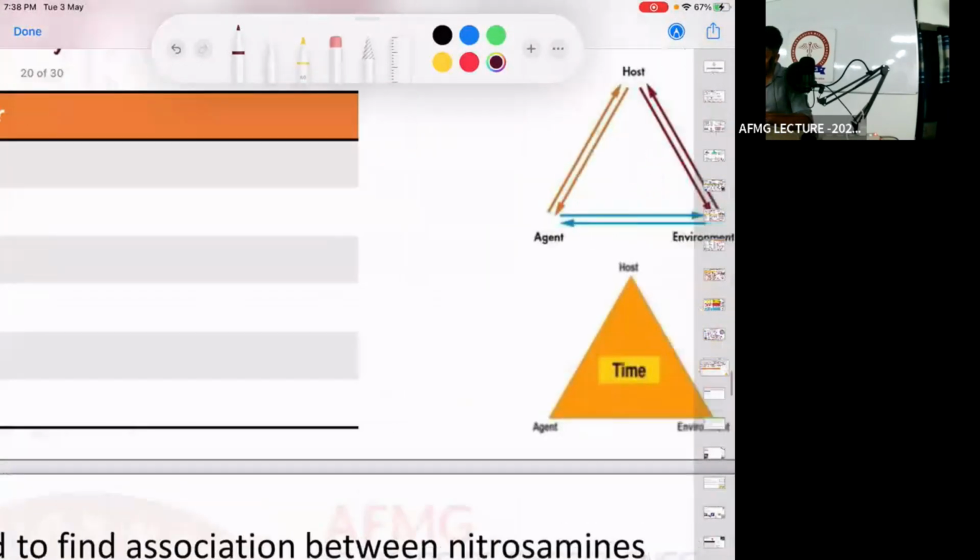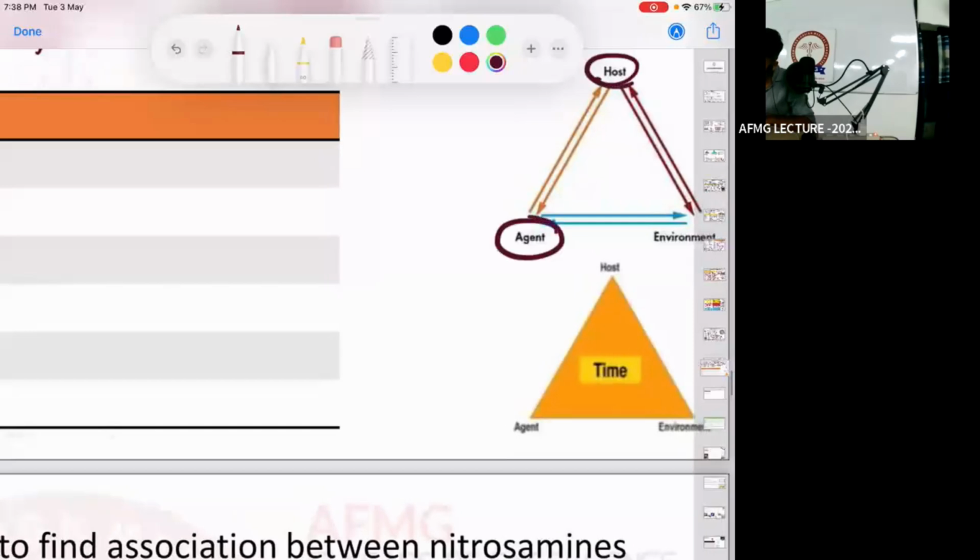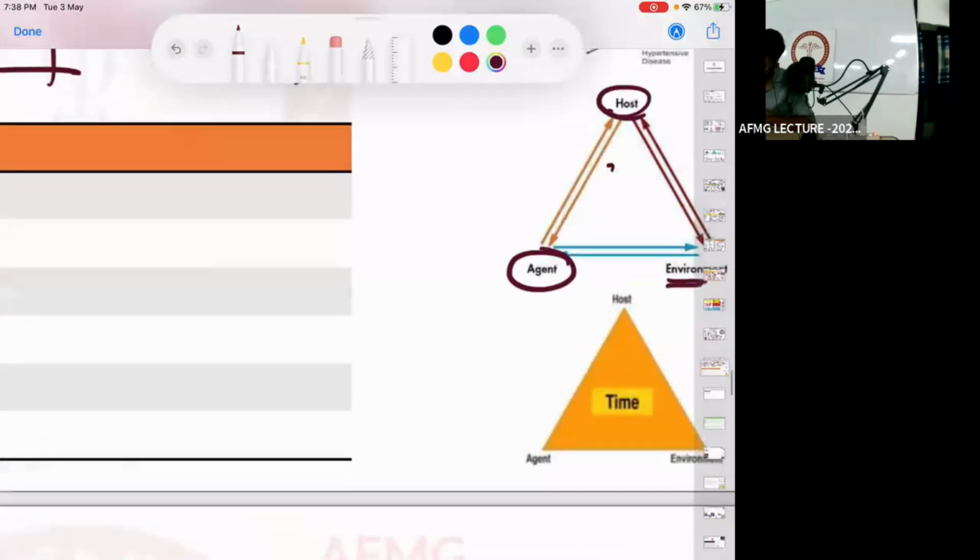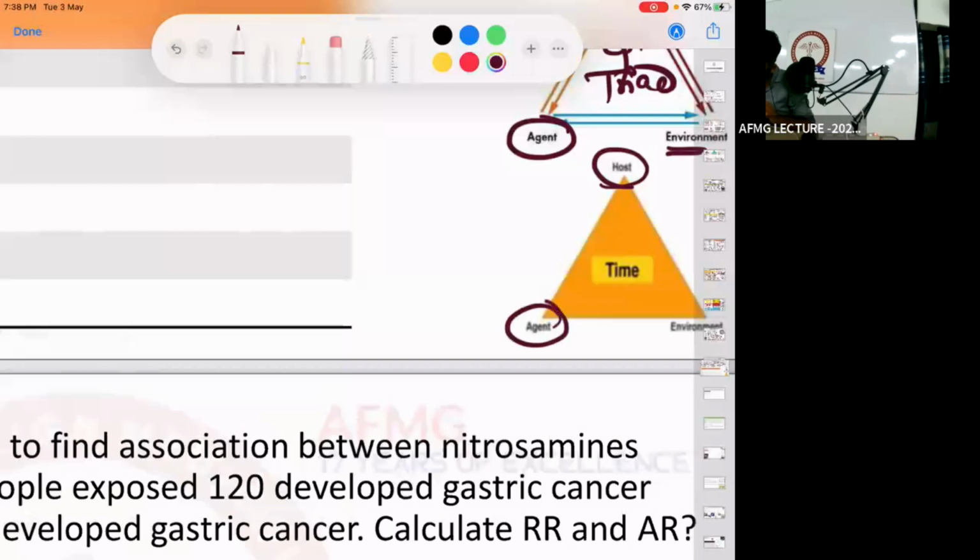Next, if I talk about this, here we have host, agent, and environment. Okay, this is known as the epidemiological triad. All of them are related to each other. Agent, host, and environment. Then if I say host, agent, and environment in relation to time, then it is called as epidemiological triangle. And if I change the agent to causative factors and along with environment I add psychological factors, social factors, genetic factors, nutritional factors, then it becomes an advanced epidemiological triangle.